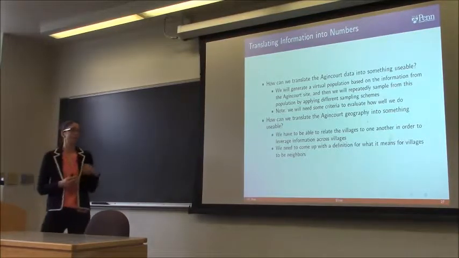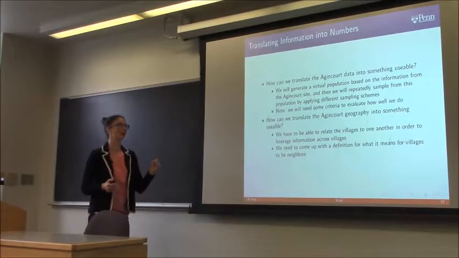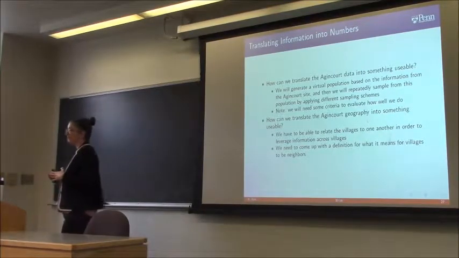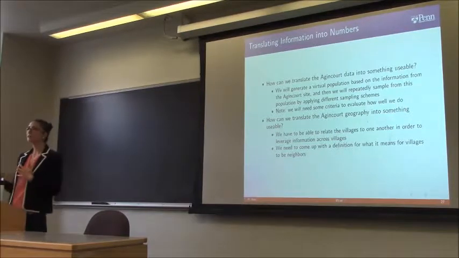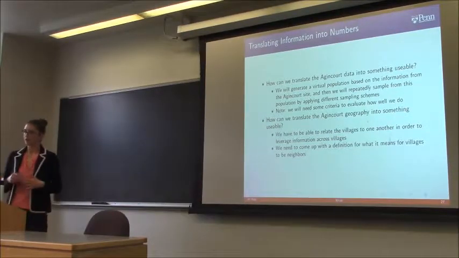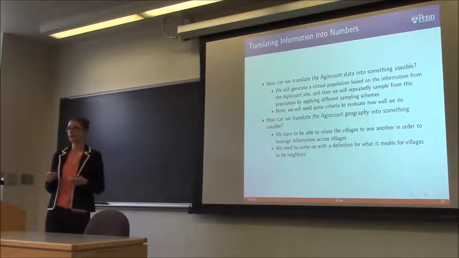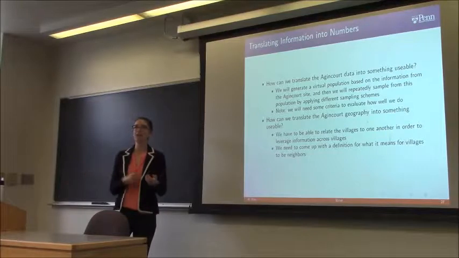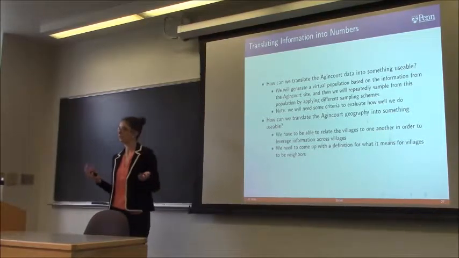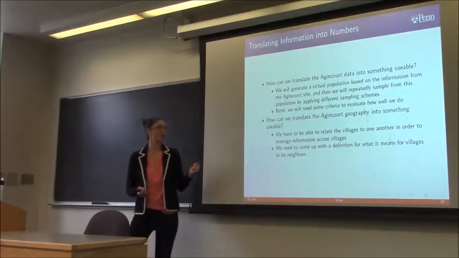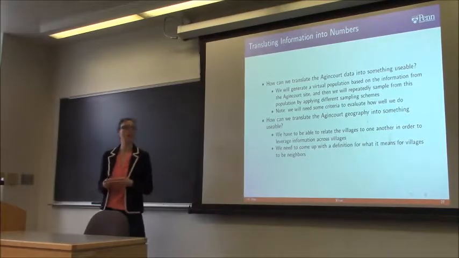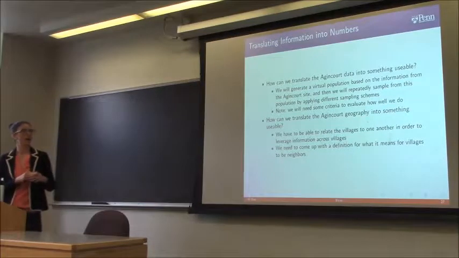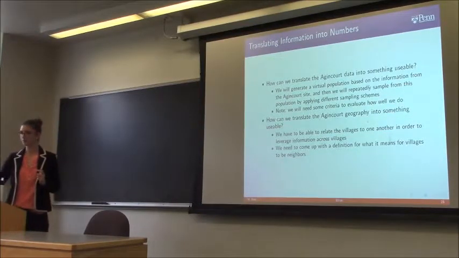Now the other tricky part is translating the Agincourt geography into something usable. So what that means is that I want to be able to relate the villages to one another in some way in order to leverage information across villages. So if I don't take a sample from every single village, how can I still say something about the other villages in the area? And one way we're going to be able to do this is coming up with a definition for what it means for villages to be neighbors. And we'll talk about why that is important in a few slides.